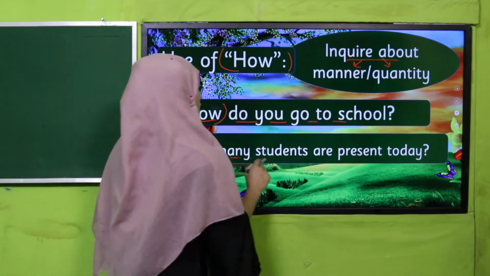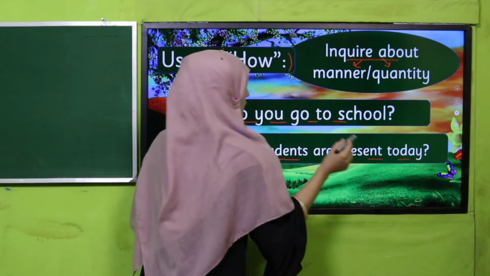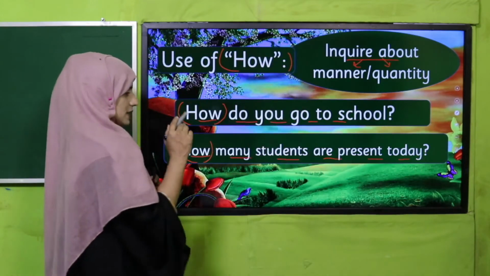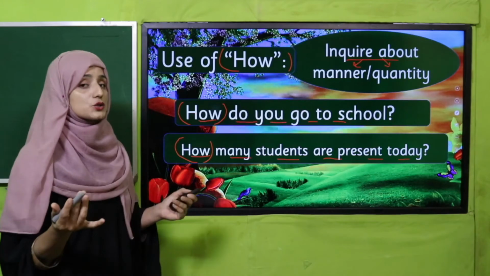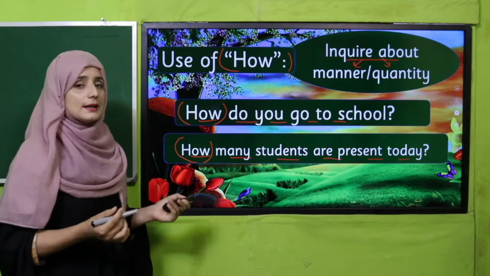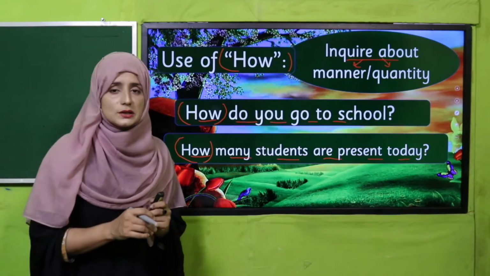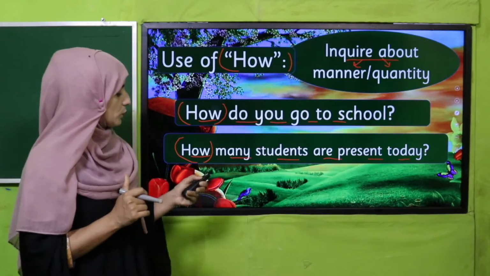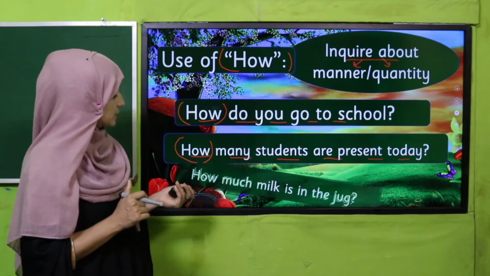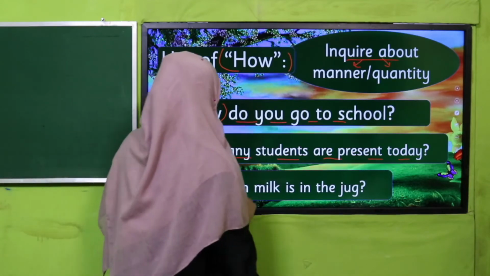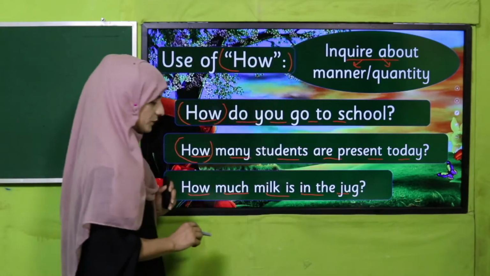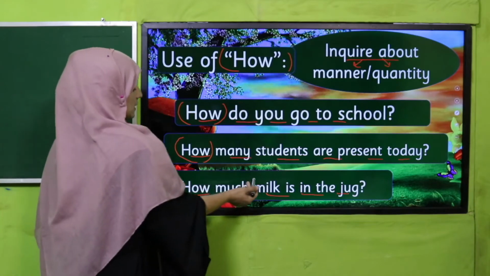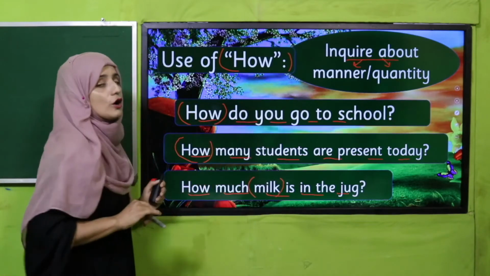Next: how many students are present today? So this is the quantity. Now we are asking about quantity, how many students are present today in your class? Okay, all students are present. Good, punctual students. See there: how much milk is in the jug? Now this is also quantity, inquiring about the quantity of milk.